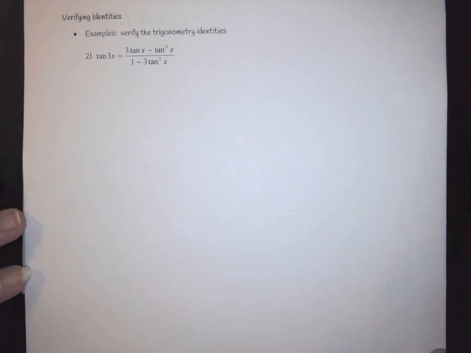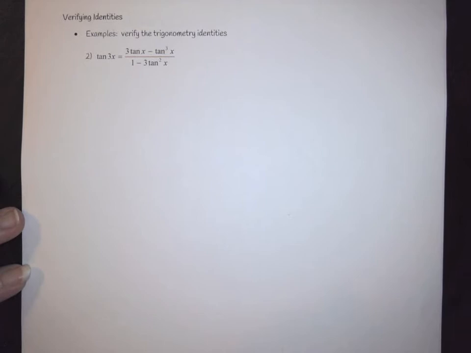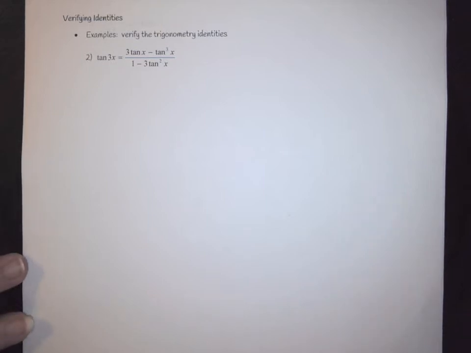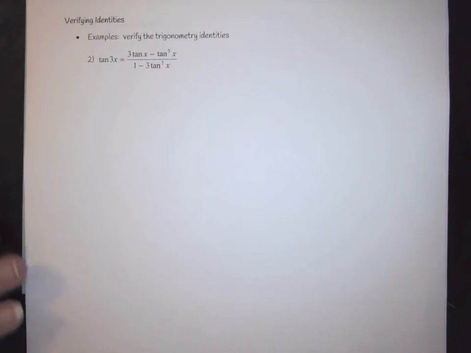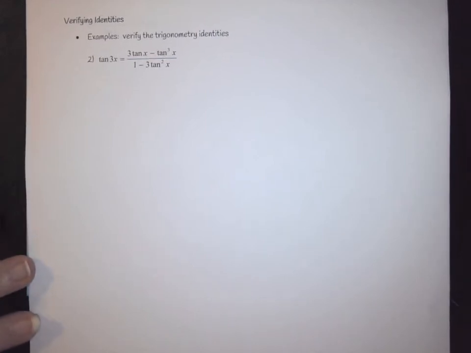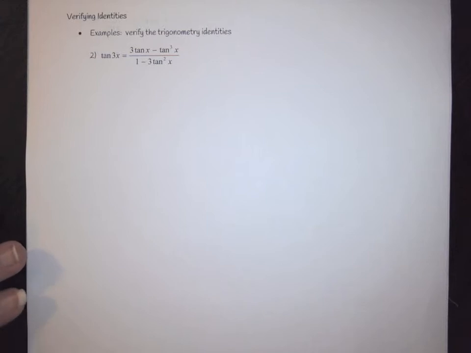Okay, welcome to another fun-filled video of verifying identities. In this video, I'm going to work through two examples, both of which are verifying identities using a combination of the sum and difference identities along with the double angle identities.